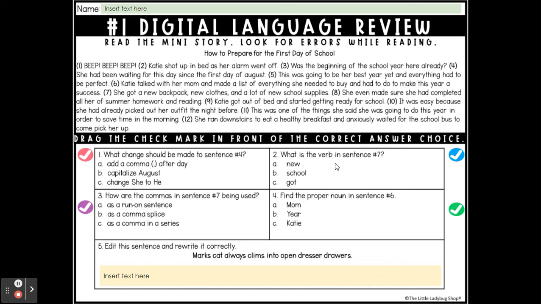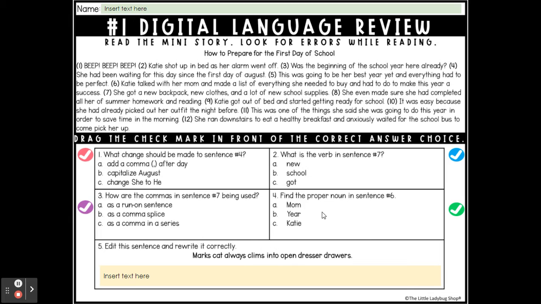Then what is the verb in sentence 7? So go look at sentence 7. She got a new backpack, new clothes, and a lot of new school supplies. So verb, what's that action word? Number 3, how are the commas in sentence 7 being used? She got a new backpack, comma, new clothes, comma, and a lot of new school supplies.